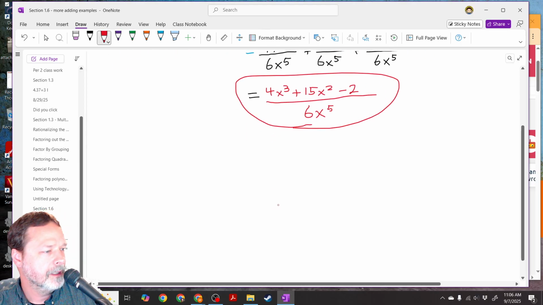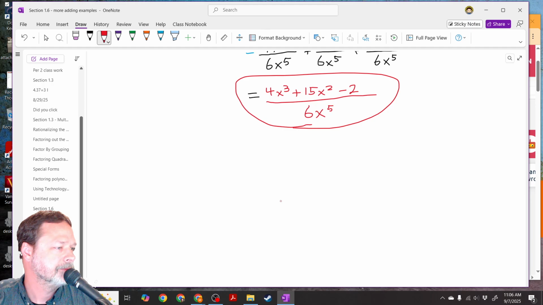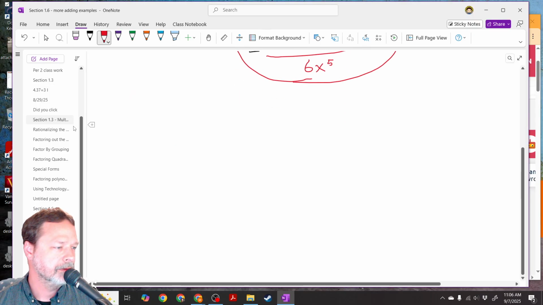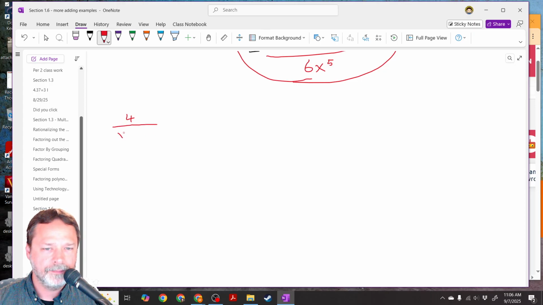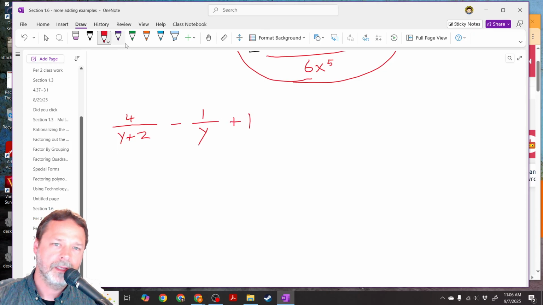Now, what is another one we can do? Let's do this one. I think we only really need one more. I think we should be good. So here's our next example: 4 over y plus 2 minus 1 over y plus 1. Let's look at that one.